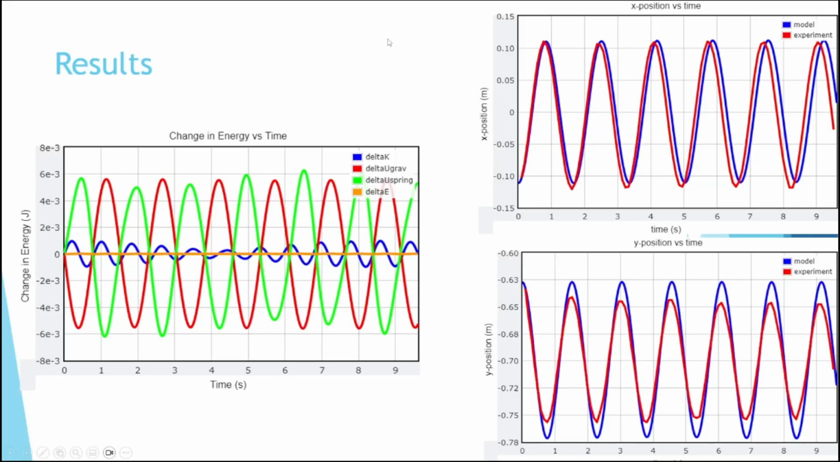The results showed that the overall change in energy was zero throughout the entire experiment, while the delta U spring and delta U grav oscillated back and forth along with the delta K. It can be seen here that the x position of the spring and the model were very close, although the model was a little bit behind compared to the spring. The Y position was fairly accurate, but it continued to have much higher peaks of the oscillation than the actual experiment did.